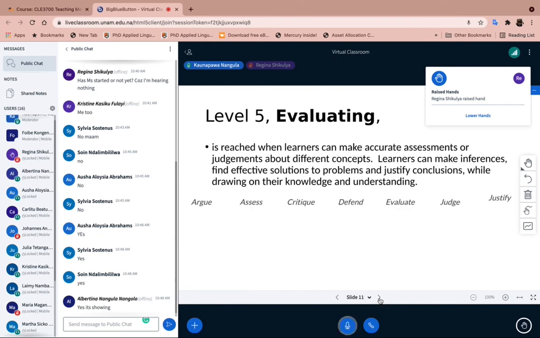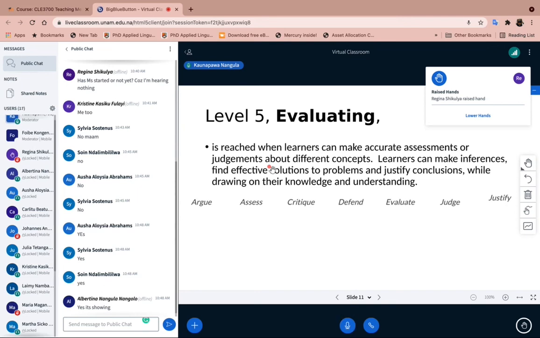And then next, yeah, but I think appraise might be better suited here. But anyway, again, it just depends on the type of activity that you give to the learners. All right, next we are moving on to the next level. Next we are looking at level 5, which is evaluating. And when we ask learners to evaluate, you ask them to make an accurate assessment or judgment about different concepts. I think appraise really works better here.